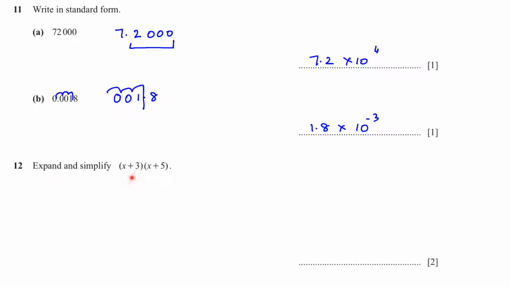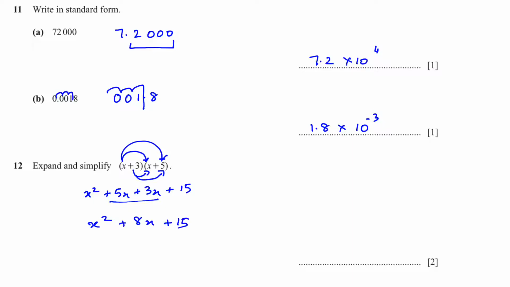Question number 12, expand and simplify. So we are going to multiply x with x, that will give us x square. x with 5, that will give us 5x. 3 with x, 3x, and 3 with 5 will be 15. Add the like terms together, x square plus 8x plus 15.